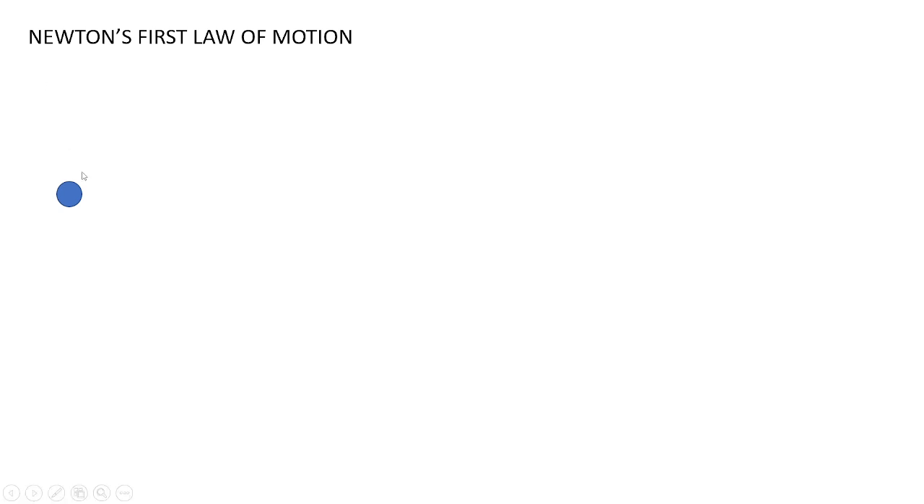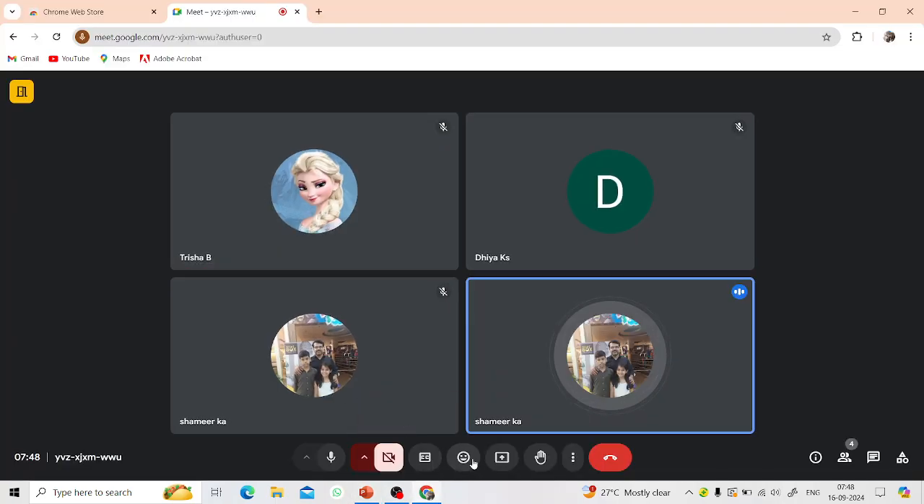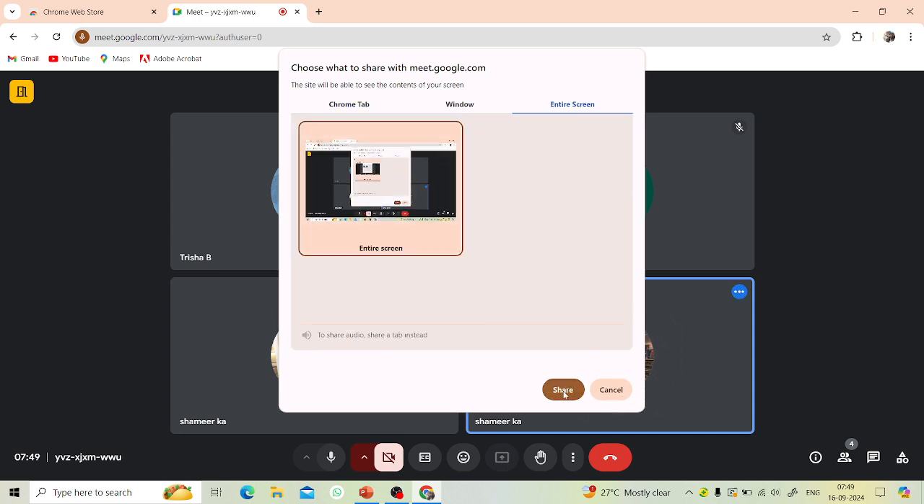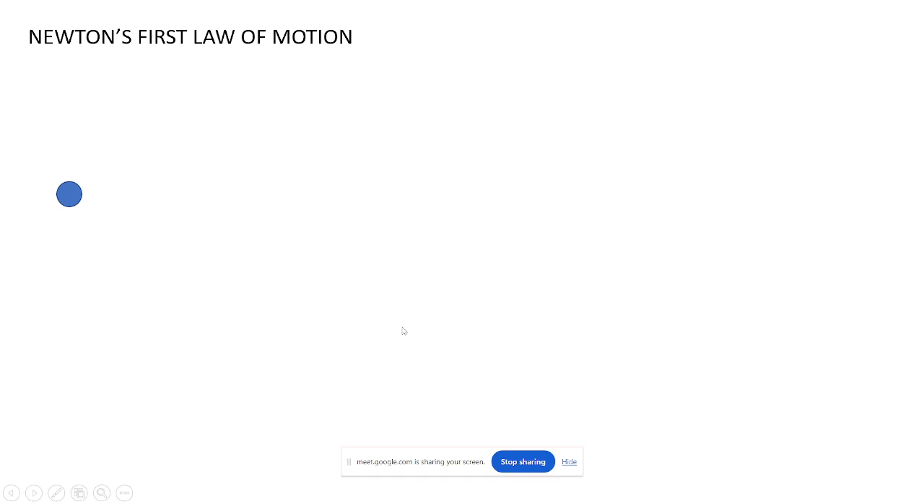Newton's first law says that, suppose this is a ball. Can you see the screen? No, you cannot see the screen. Sorry, I forgot to share my screen. Let me share the screen. Now you can see the screen, right? Clear? Yes. Okay. So please write the name of the chapter, Laws of Motion. Please write.